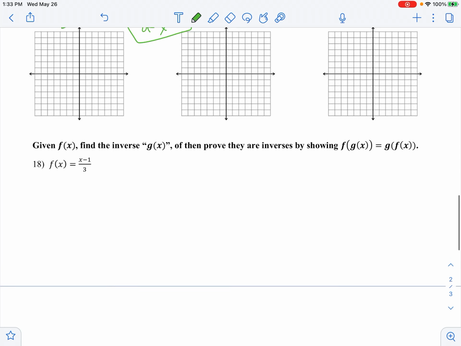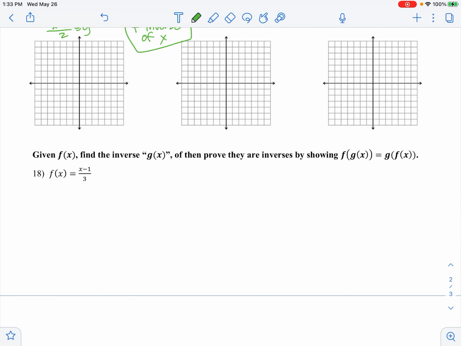One last one that I don't want to do, but I'm going to show you. Find the inverse and then prove that they're inverses. I like this question because this is kind of showing you two different ways. So first thing I'm going to do is find the inverse. So I'm going to say x equals y minus 1 over 3. I'll multiply my 3 up. I'll add my 1, so I get 3x plus 1 is equal to y. They told me here to call the inverse g of x. So I'm going to call g of x 3x plus 1.